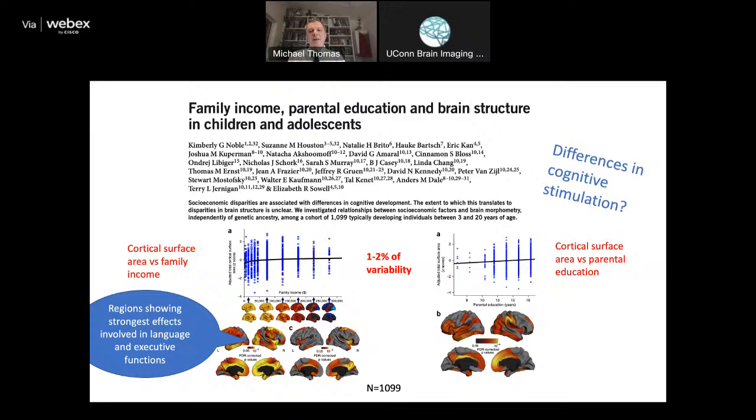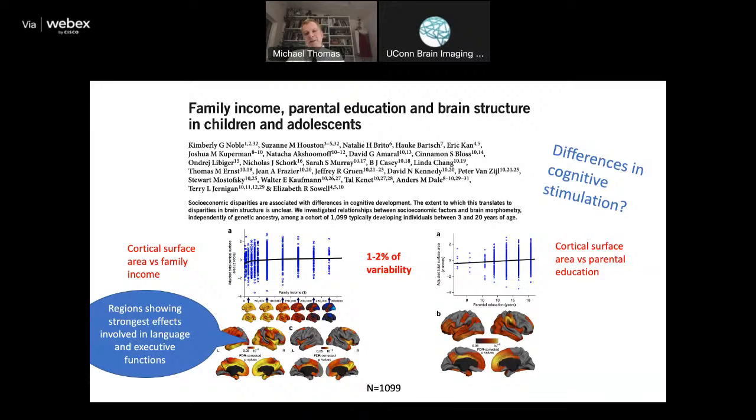Okay, so here's a very important paper published by Kim Noble's group, the pediatric neuroimaging group, back in 2015, showing measurable effects of differences in socioeconomic status on brain structure in children. So small effects, 1 to 2% of the variability, but cortical surface area correlating with family income and with parental education. And indeed, in regions which seem to be processing language or executive functions, which line up with the behavioral differences we see, which correlate with socioeconomic status.